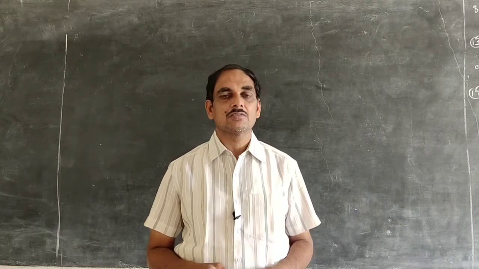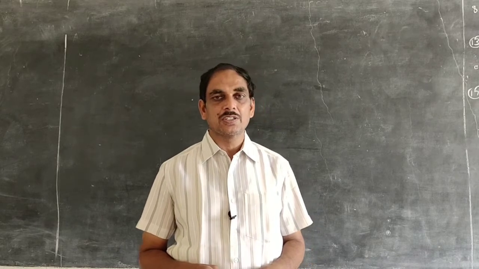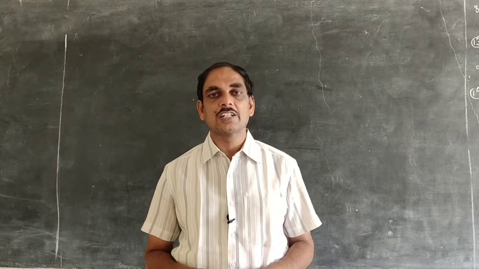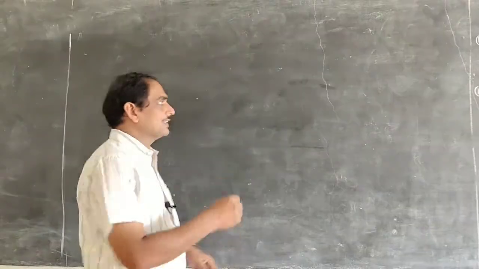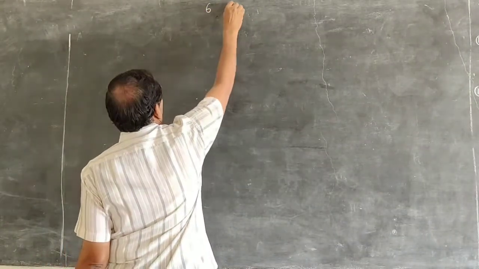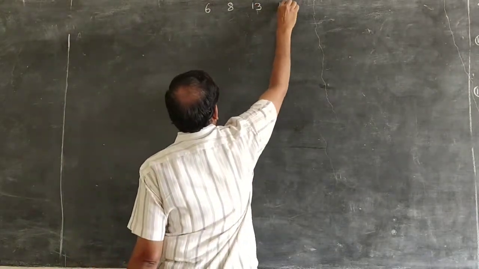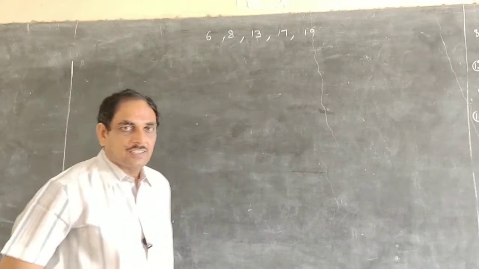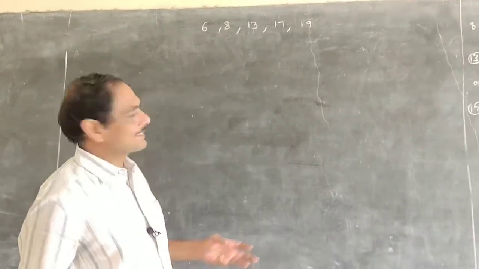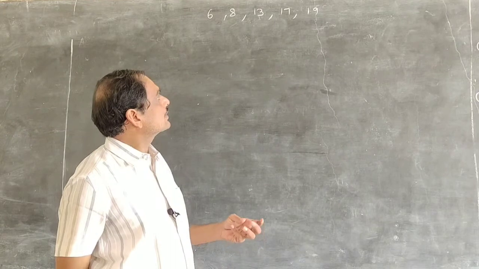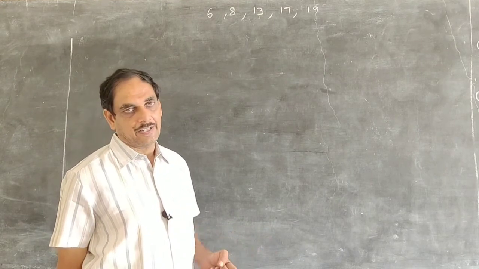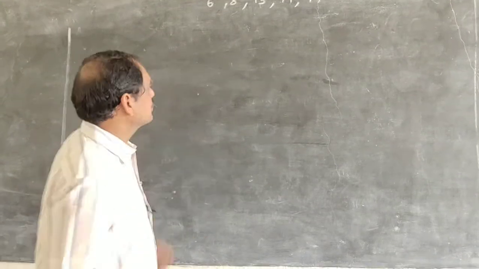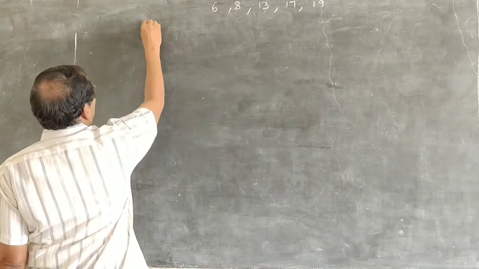In the previous session, we discussed some of the divisibility rules. In this session also, we are going to discuss the divisibility rules for 6, 8, 13, 17 and 19. So let us go to the first divisibility rule. The first divisibility rule is divisibility by 6.